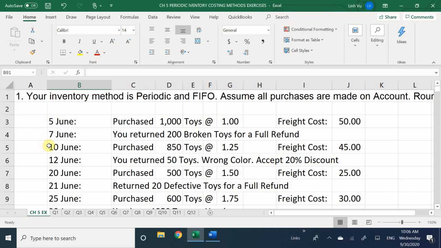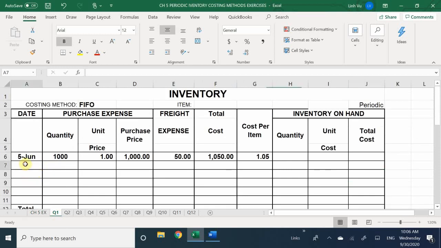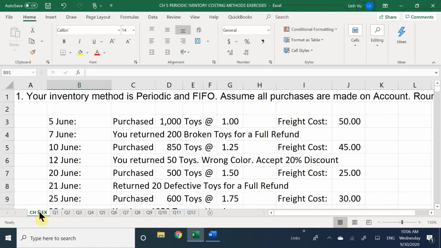On June 10th, I purchased 850 toys at $1.25, and my freight is going to be $45. So I'm going to go to my inventory worksheet over here, and I'm going to make note that on June 10, I bought 850 items at $1.25 each, and my freight was $45. So here, my purchase price is going to be 850 times $1.25, which gives me 1062.50.